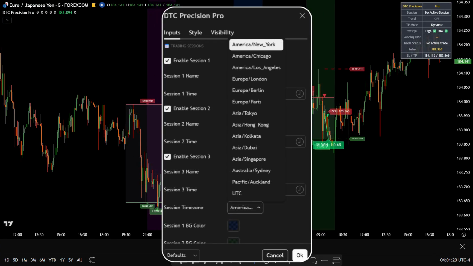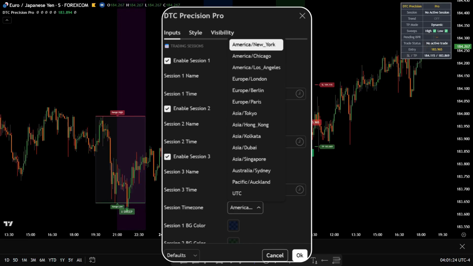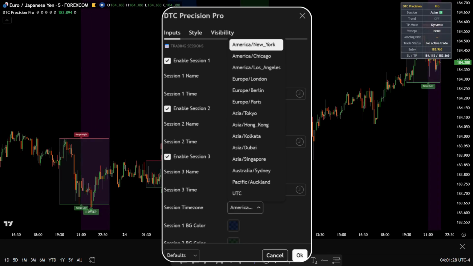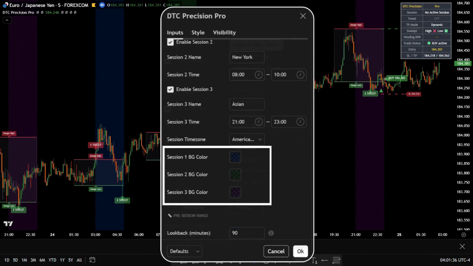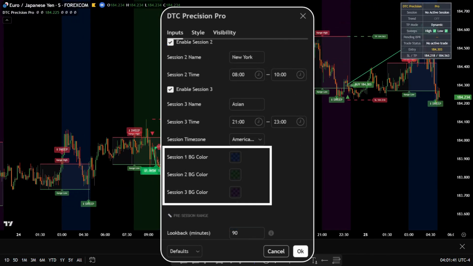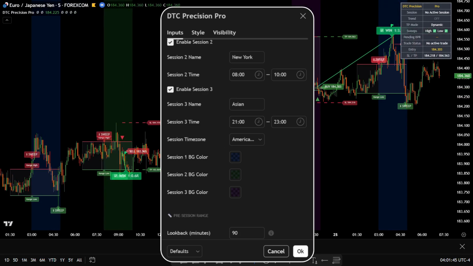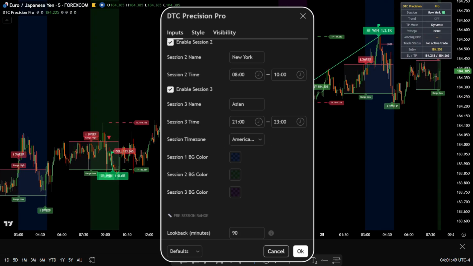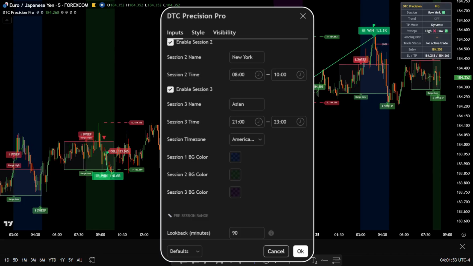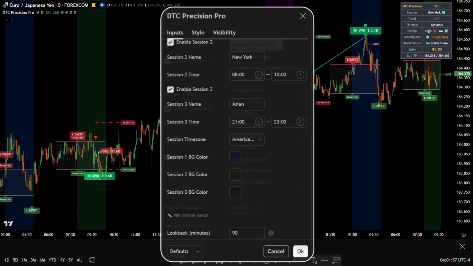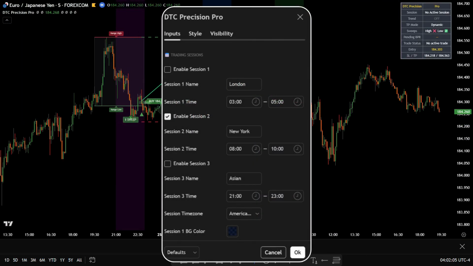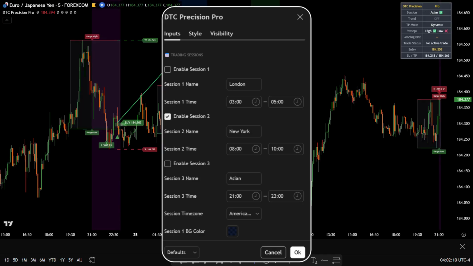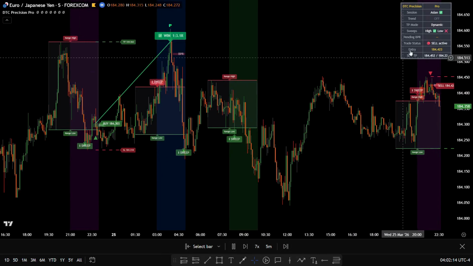The time zone drop-down at the bottom controls how all the times are interpreted. So if you're trading from London, switch it to Europe/London and the times will adjust. Each session gets its own background color on the chart so you can visually see when it's active. Blue for London, green for New York, purple for Asian. You can customize these colors. If you only trade one session, say New York, just disable the other 2. The indicator will only scan for setups during your active sessions and ignore everything else.